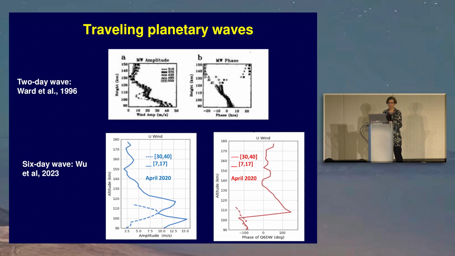So the two best known examples are the two-day wave, and this is actually a plot from URAS data showing that the two-day wave propagates up to about 120 kilometers. And then this is a more recent example. This is from the ICON MIGHTI data prepared for me by Joanne Wu. And this wave is also propagating up to at least 130 kilometers.